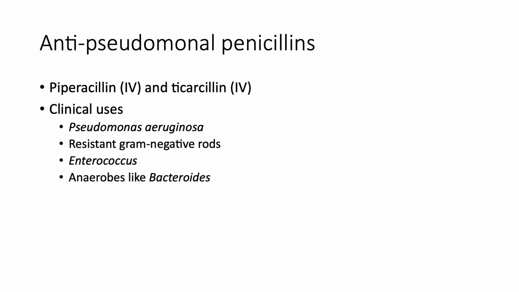But because there's lots of other resistant organisms out there, we've developed penicillins with even bigger spectrum. These are the anti-pseudomonal penicillins, piperacillin and ticarcillin. The one you'll see the most is piperacillin. And these are used against Pseudomonas, resistant gram-negative rods, Enterococcus, and anaerobes like Bacteroides. Important to note, though, that these anti-pseudomonal penicillins are still sensitive to beta-lactamases.